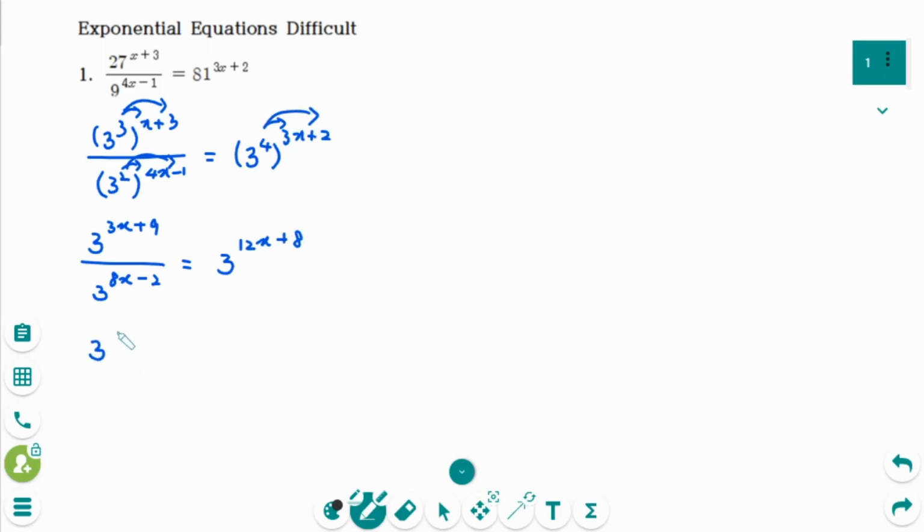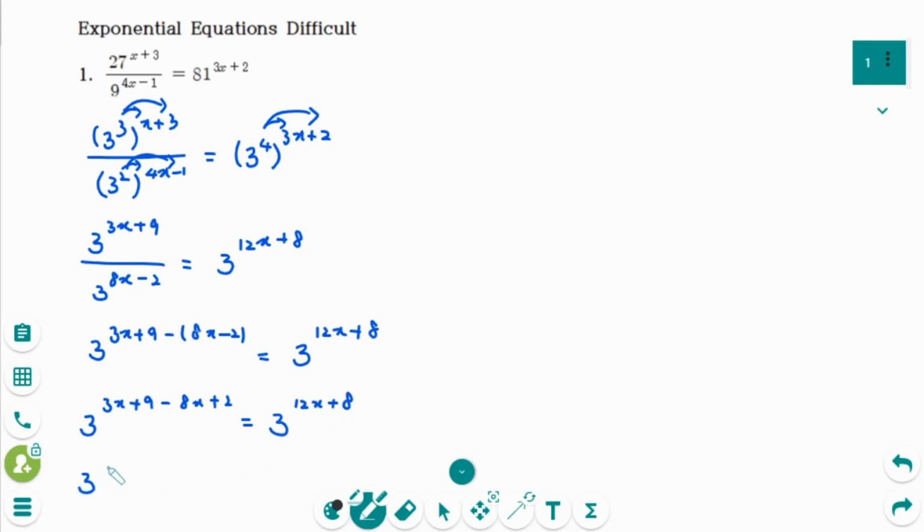3 to the power of 3x plus 9 minus 8x minus 2 equals 3 to the power of 12x plus 8. 3 to the power of 3x plus 9 minus 8x plus 2 equals 3 to the power of 12x plus 8. 3 to the power of minus 5x plus 11 equals 3 to the power of 12x plus 8.